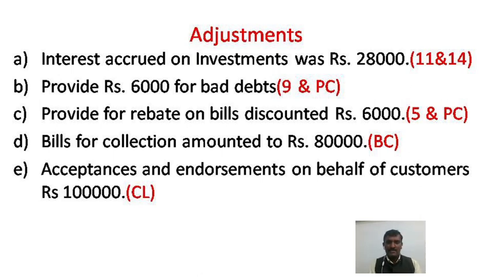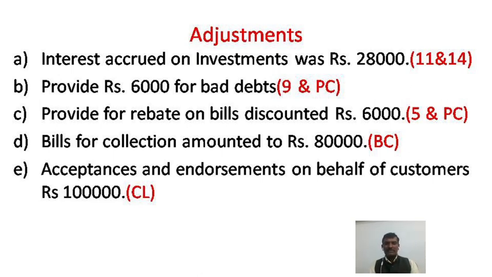So let me discuss how these items of adjustments are to be adjusted in the respective accounts. Here, first of all, interest accrued on investment. Interest accrued is nothing but an outstanding income on investment. As it is an outstanding income, it is an asset, so it is taken to other assets, that is schedule number 11, and then it is an other income, so taken to schedule number 14.